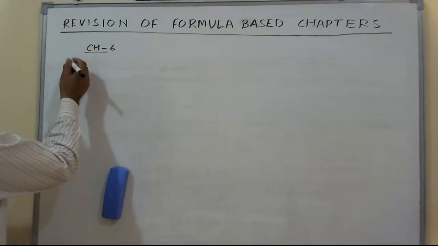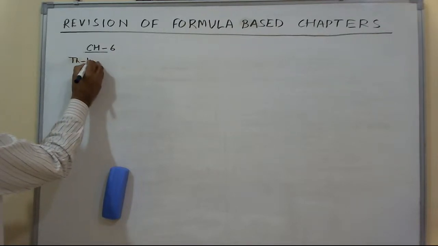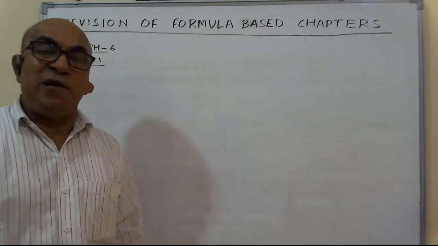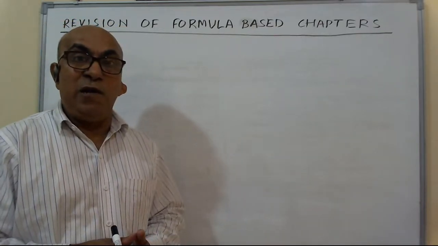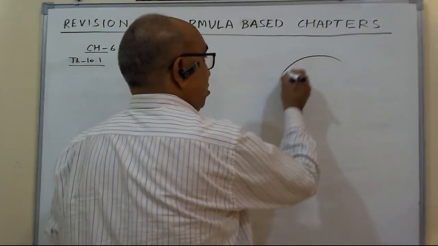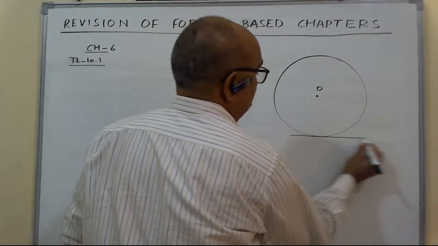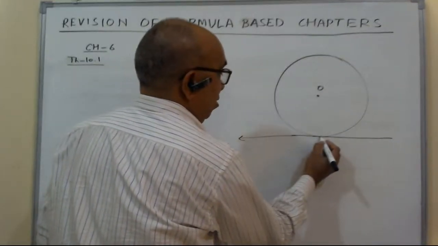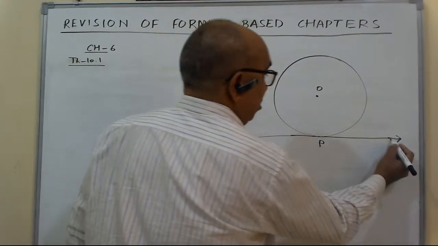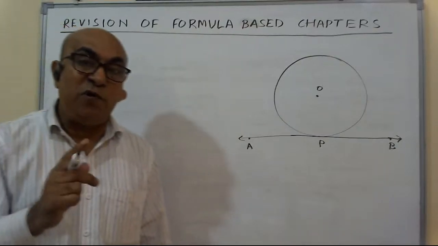So today's theorem, that is theorem 10.1 we have to do, because yesterday we did theorem 10.2. In this theorem, we have to prove that the radius is perpendicular to a tangent at the point of contact. So this is a circle, this is the center, and this is a tangent at P. We have to show that the radius is perpendicular to the tangent at the point of contact.